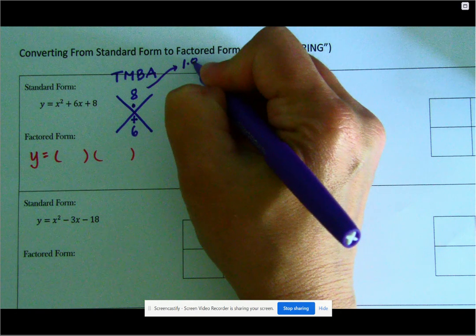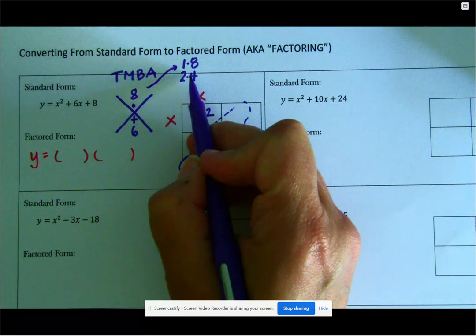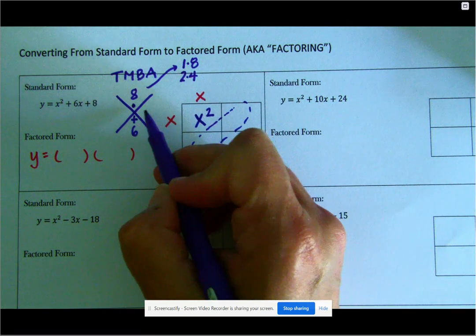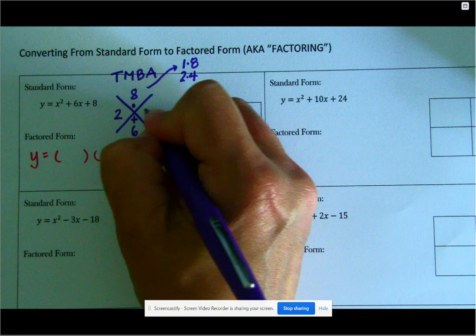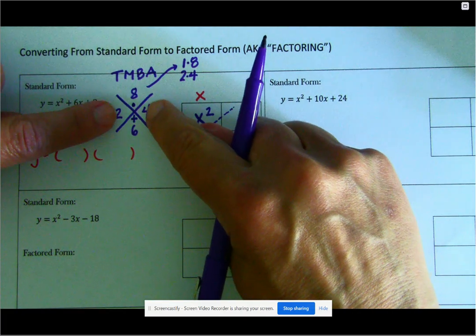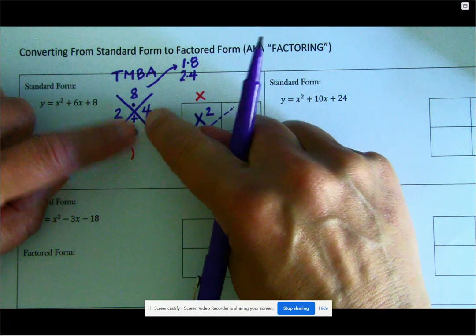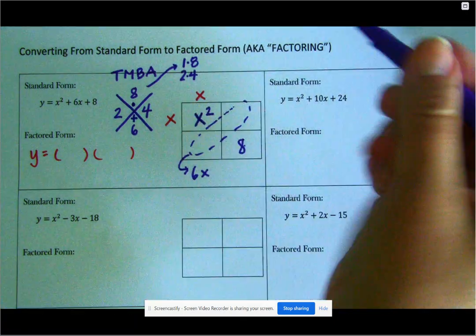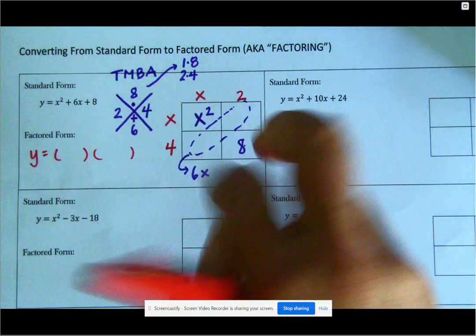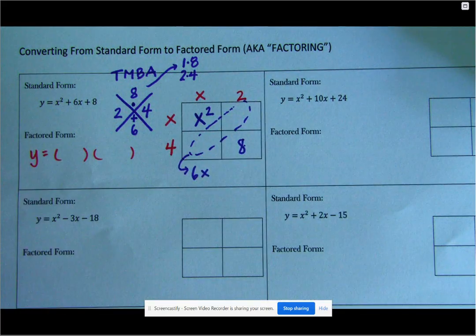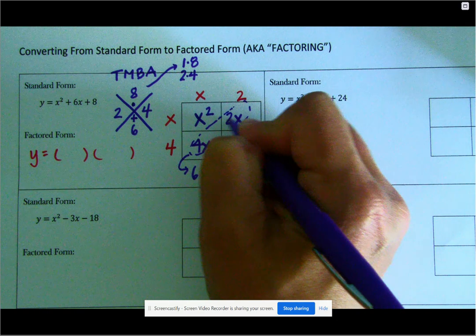1 times 8. The next one is 2 times 4. And we need to choose the pair that not only multiply to 8, but also add up to 6. And so that is the 2 and the 4. So I'm going to put them here, and you can always check that this is true. Does 2 times 4 make 8? Yes. Does 2 plus 4 make 6? So this fits both of the criteria. So that would mean you can work out backwards. You can say this is a 2, this is a 4, and it's okay if you have them in opposite spots. So that would have made this a 2x and a 4x, which is where that 6x came from.